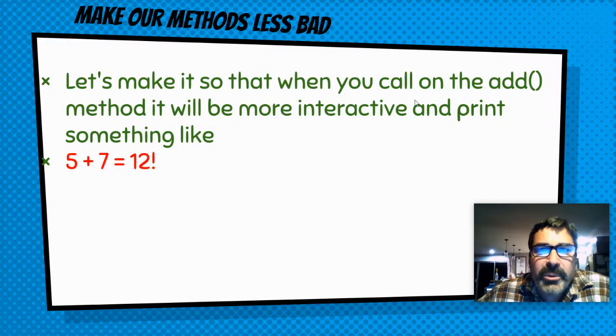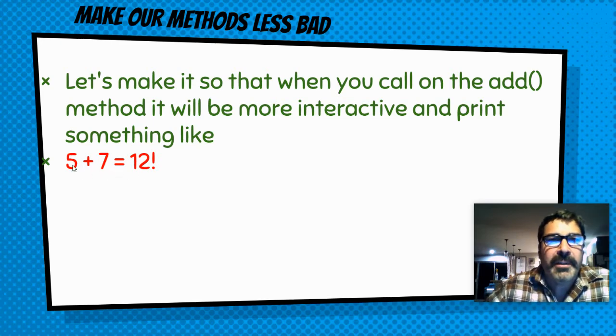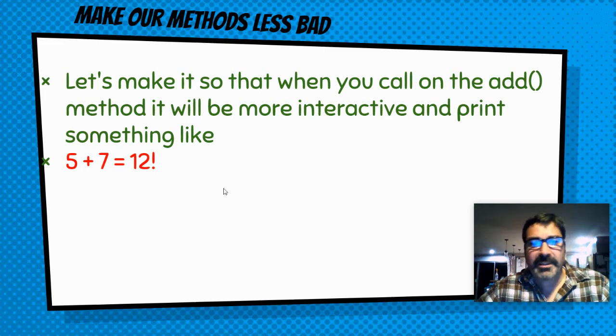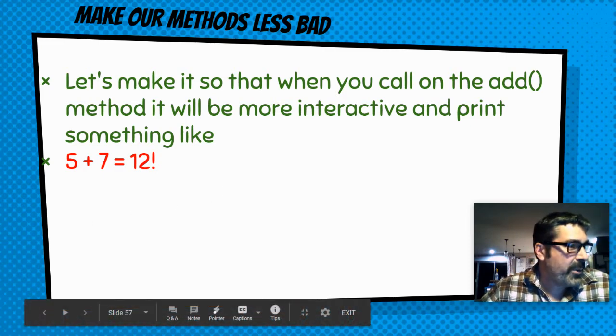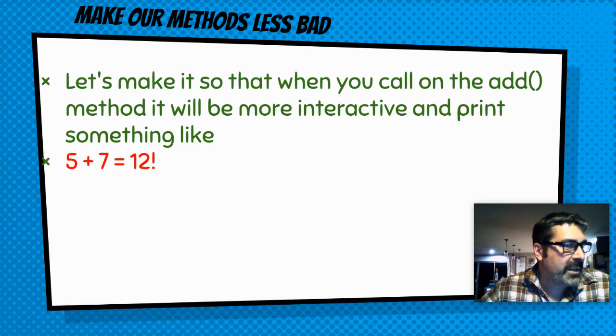Let's make it so that when you call on the add method, it will be more interactive and print something like 5 plus 7 equals 12. Your job is to modify the add method so that it adds in this text, then gives you the answer, and then an exclamation point. Hit pause on the video and give it a shot. If you get stuck, hit go and I'll see if I can help you out.